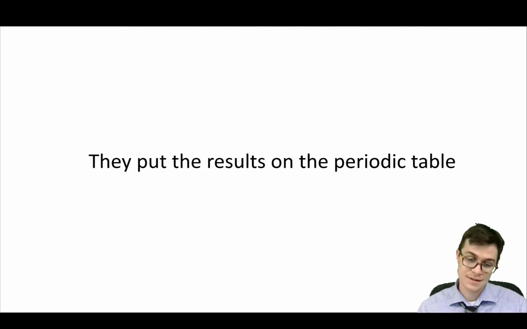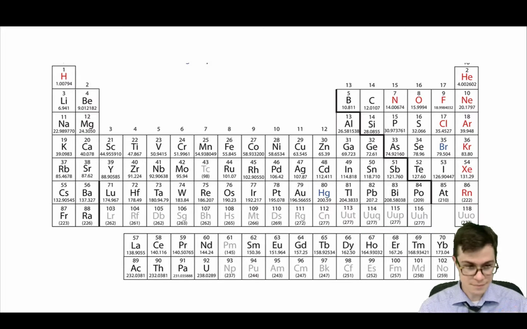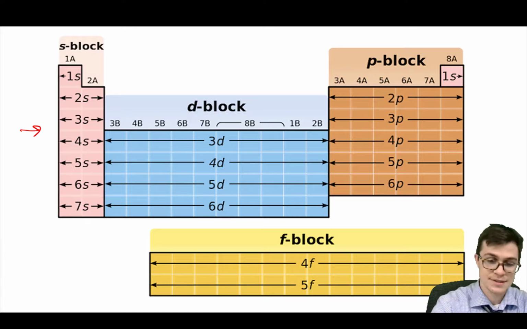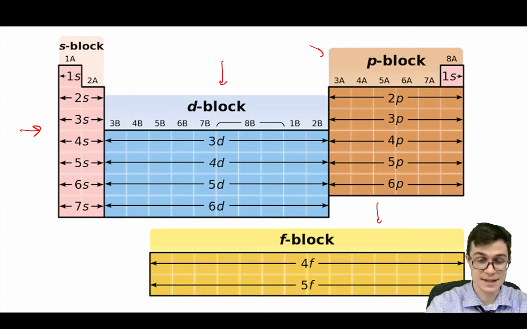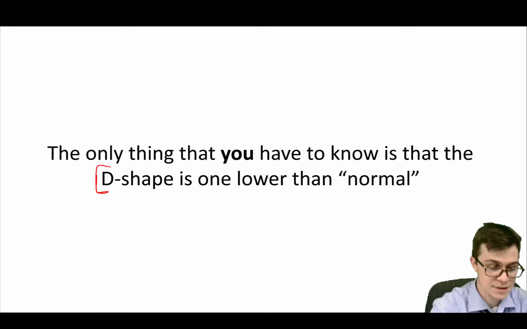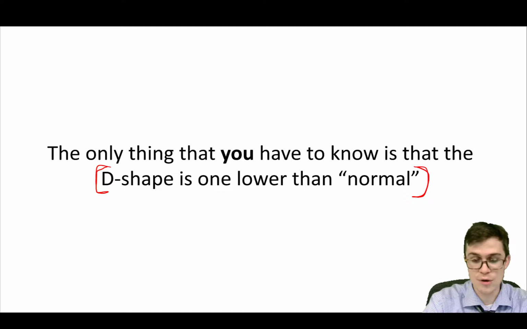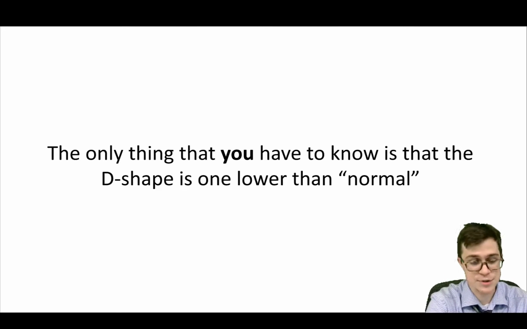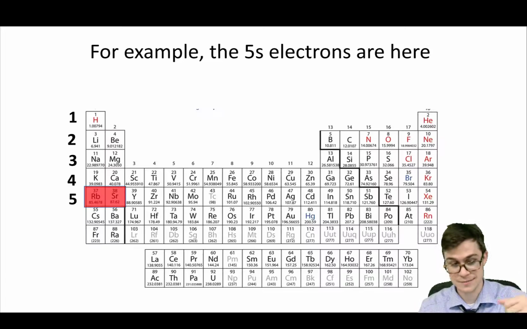And that's nice, because we also put the results in the periodic table. So if you look at the table, you will be able to figure out which one gets filled when. Now, I told you already that these are the s's, the p's, the d's, and the f's. The only thing that you need to get from this whole thing is that the d shape is one level lower than normal. Okay? This is all you really have to know. I just told you the other stuff because I want you to understand it.